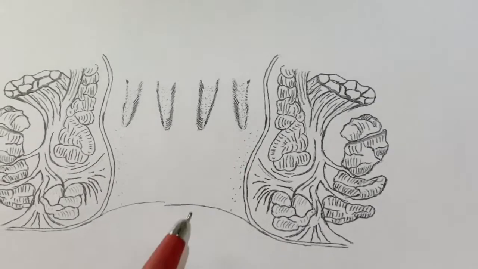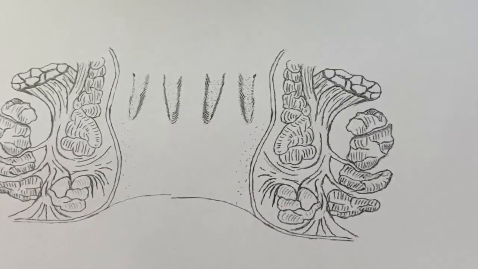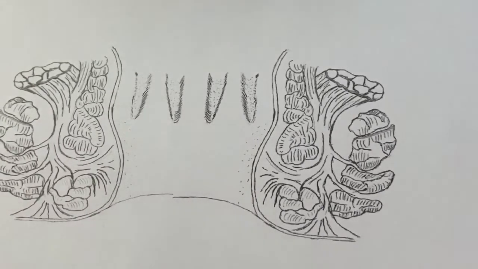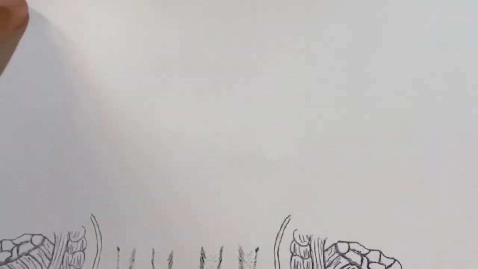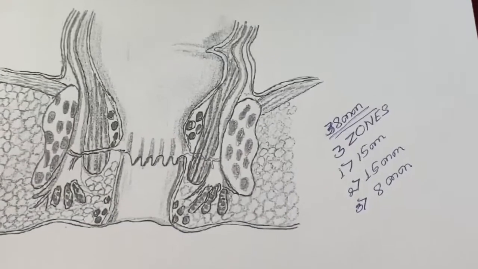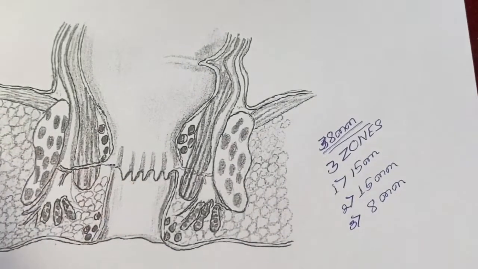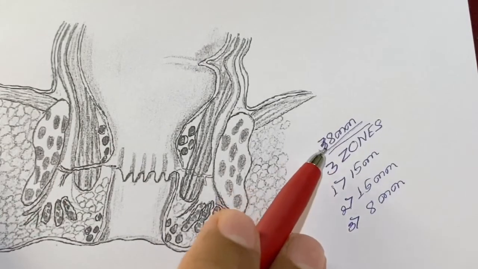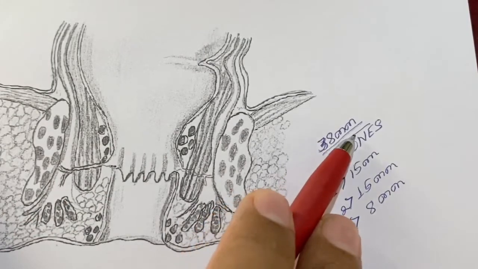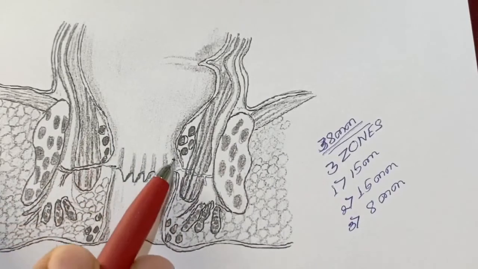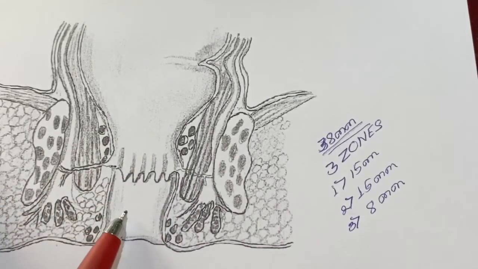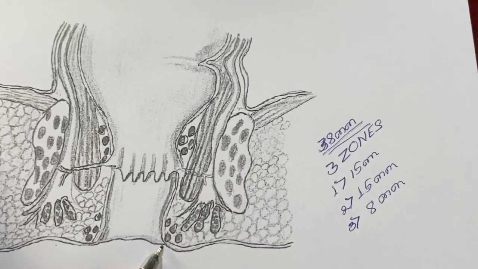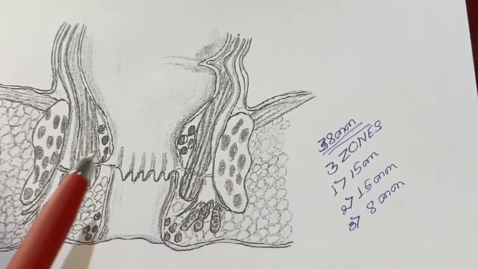The third zone is the 8 mm zone. It is 8 mm long, resembles the skin of the surrounding region, and is lined by squamous epithelium. In this video, I will briefly summarize what we have studied. We divided the canal into 3 zones. The first is a 15 mm zone, the second is the pecten zone, also 15 mm, and the third is the 8 mm zone. So the total length is 38 mm.